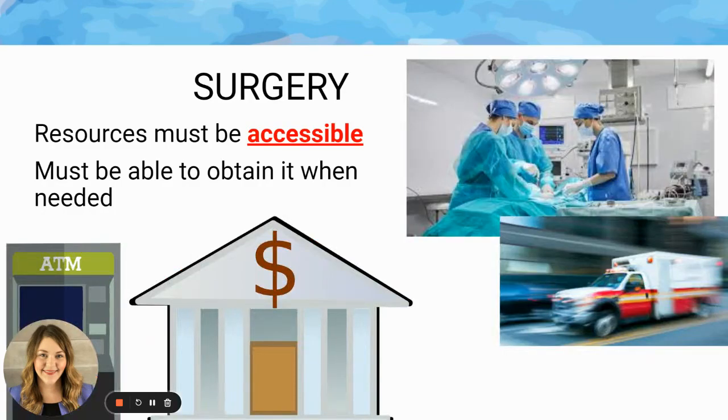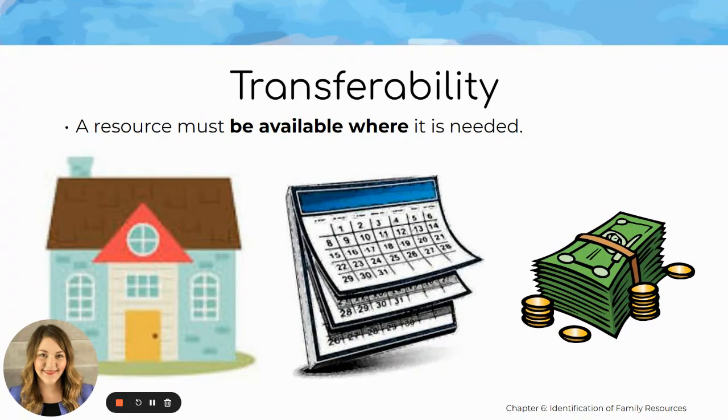Okay, resources have to be accessible. This example here is talking about a specialized surgery. If a person needs it, but they can't get to the hospital or they're not close enough, then it's useless, right? It has to be accessible. What about if a person has money in the bank and they need it at night? Normally the banks are closed at night, so it doesn't do them much good. But if we put it in the ATM, then they have access to it and that's accessible. So we have to be able to access the resources when we need them.